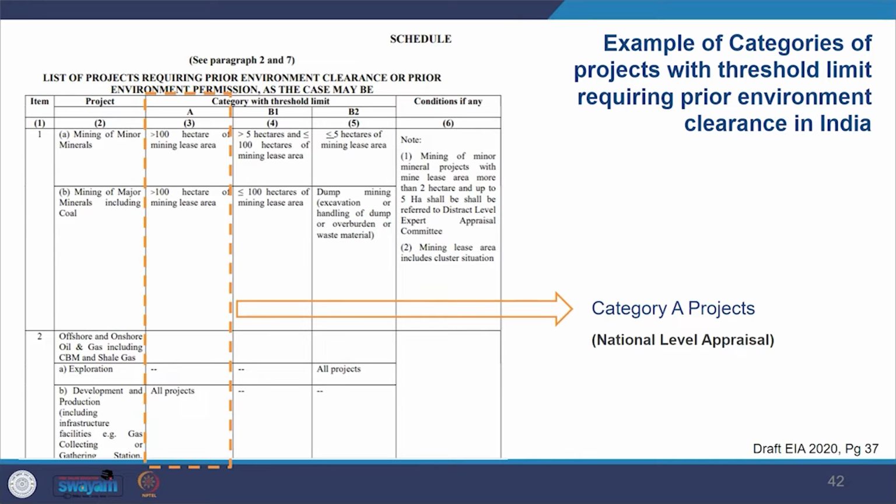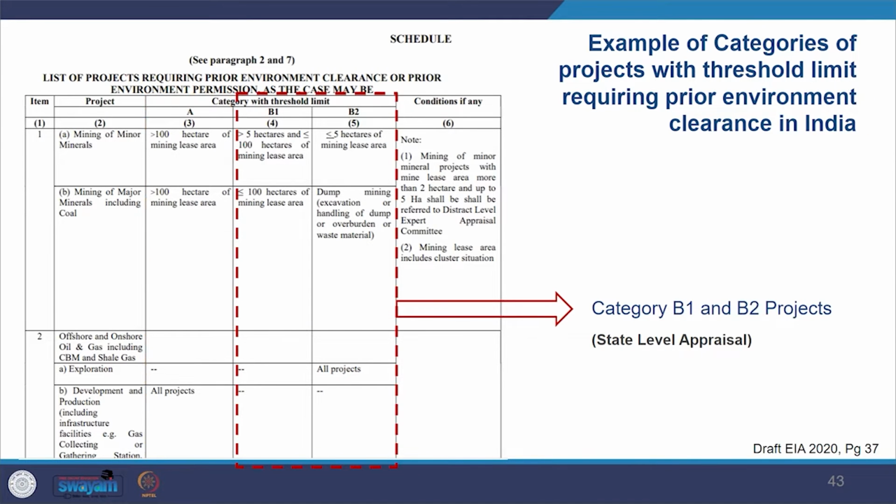In the list here, you can see what is used for the Indian context. You can see how those categories are defined and how, depending on the scale of work and nature of work, it is decided whether EIA is required or not required, which agency will deal with it, or to what extent the study has to be done.